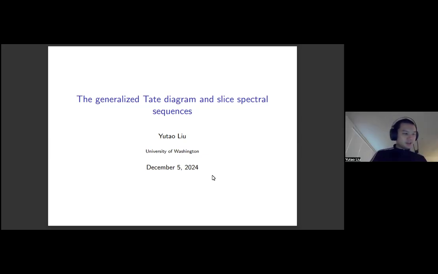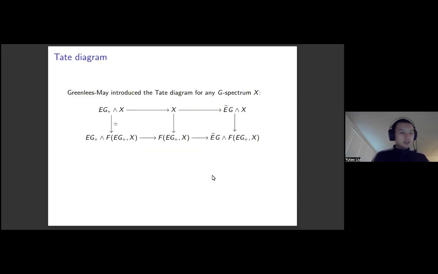So today I'm going to read the topic again: the generalized Tate diagram and the slice spectral sequence. It is a joint project with Vanishing and Guoqi. I'd like to start with the generalized Tate diagram. Well, let's begin with the Tate diagram.